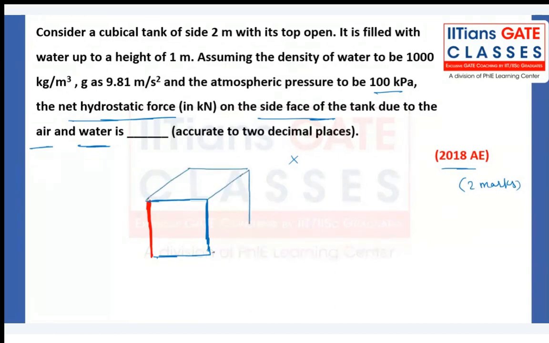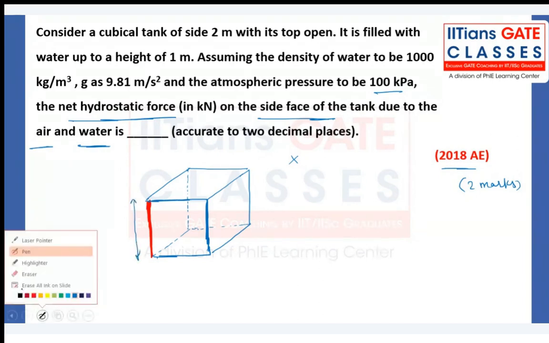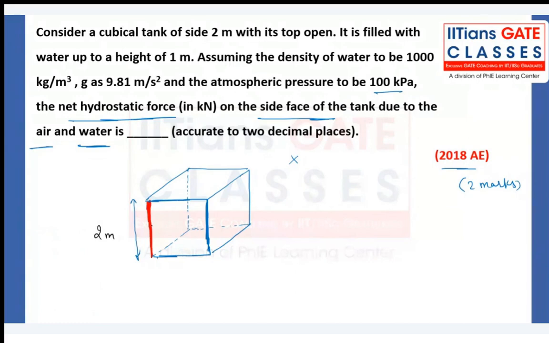There is a cubical tank. This cubical tank is being subjected to liquid pressure. Now, when you try to see from this one, the total height of the tank side is nothing but 2 meter, but the liquid is being filled up to the height of, oh sorry, 1 meter. Now, my dear friend, I want to calculate the net hydrostatic force on the side face.